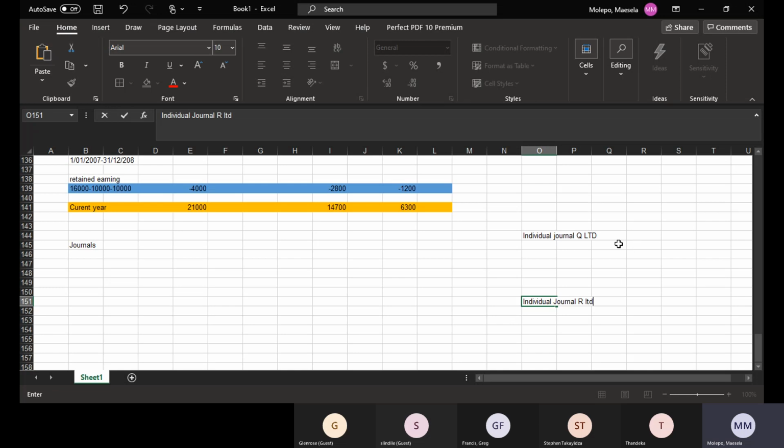So on Q Limited, debit and credit. The person who was selling is Q. R. R was the one who was selling. So R will realize a profit. So in this case, Q received an asset or property, which will be in the form of the 10,000 part.